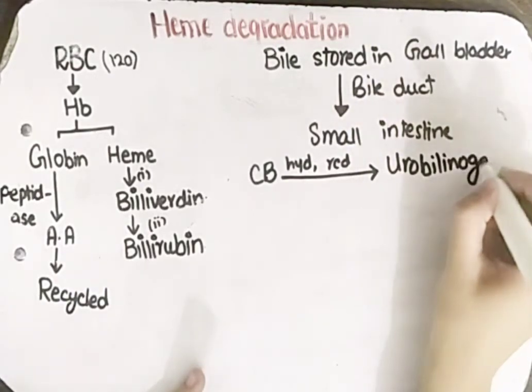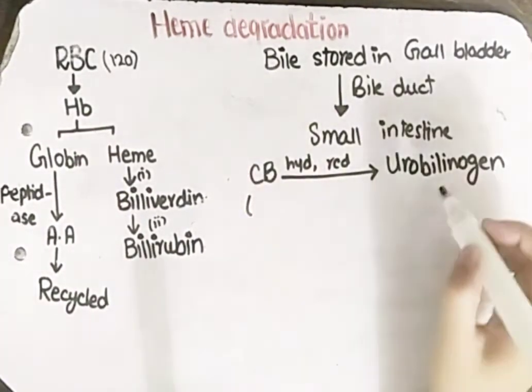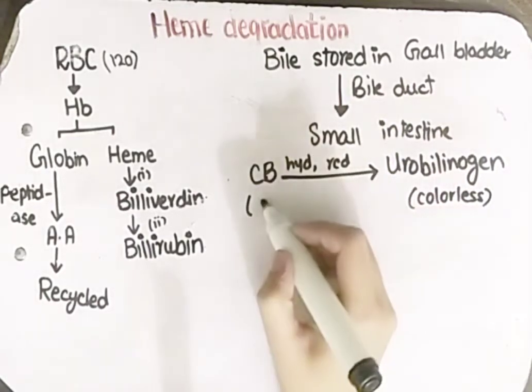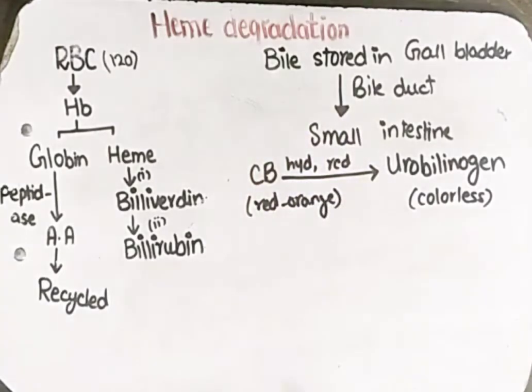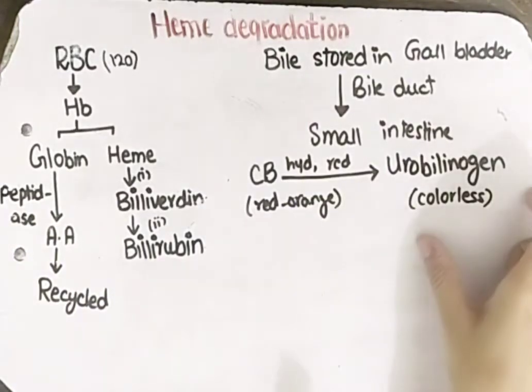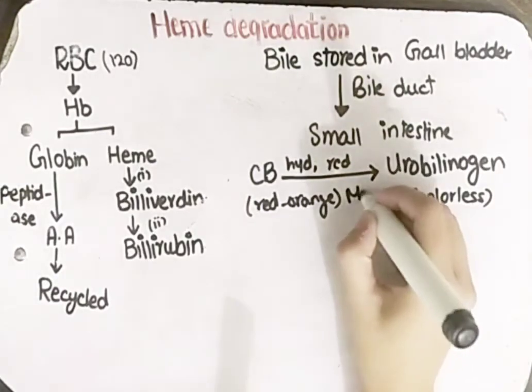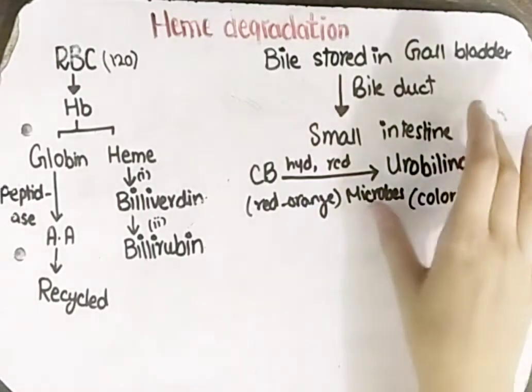Urobilinogen. Now, what is the difference between conjugated bilirubin and urobilinogen? This urobilinogen is also water soluble, okay? But the difference is that this urobilinogen is colorless, while the conjugated bilirubin is red-orange in color. Okay, so this is the difference. The reduced product of conjugated bilirubin is urobilinogen, which has been converted with the help of microbes present in the small intestine like staphylococcus, streptococcus.